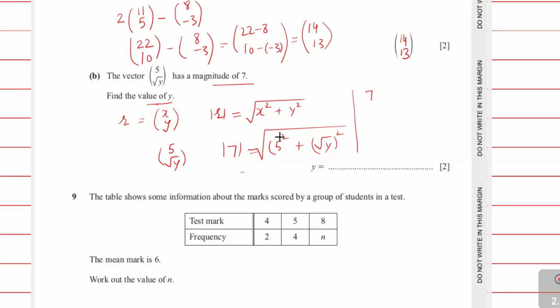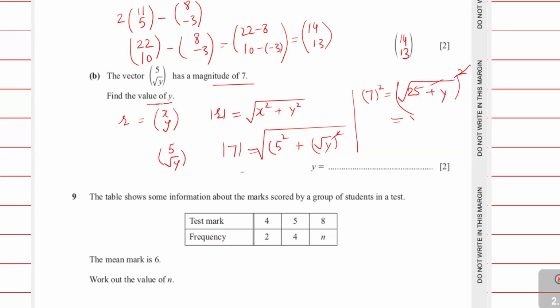We take the square on both sides. This is 7 squared equal to 5 squared is 25, plus the square root would be cancelled, and we write y, and this is a square root, and we take the square, and this square root would be cancelled.